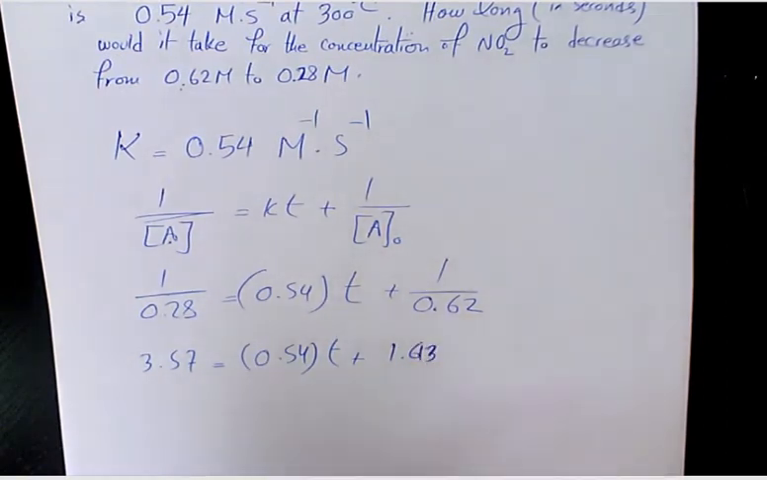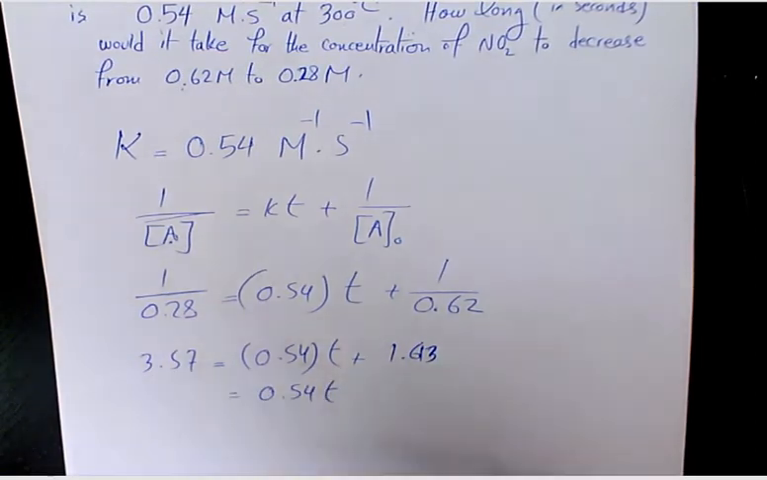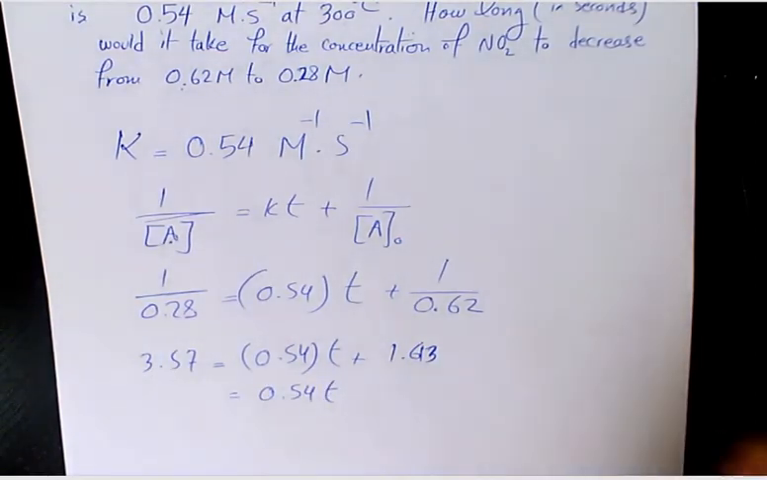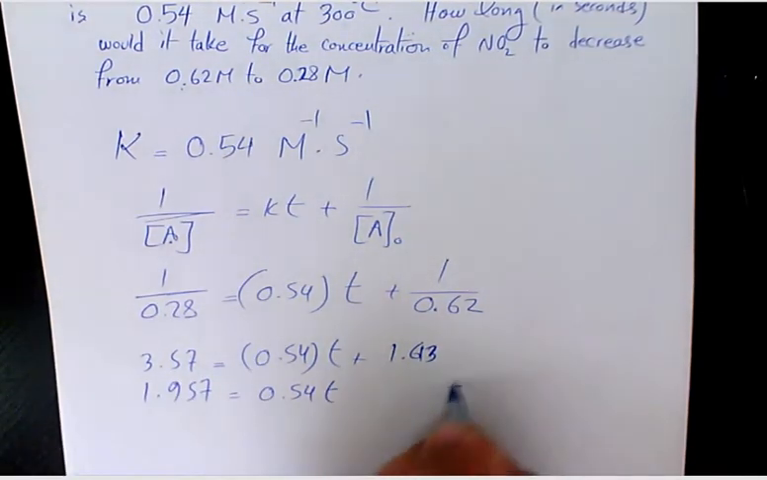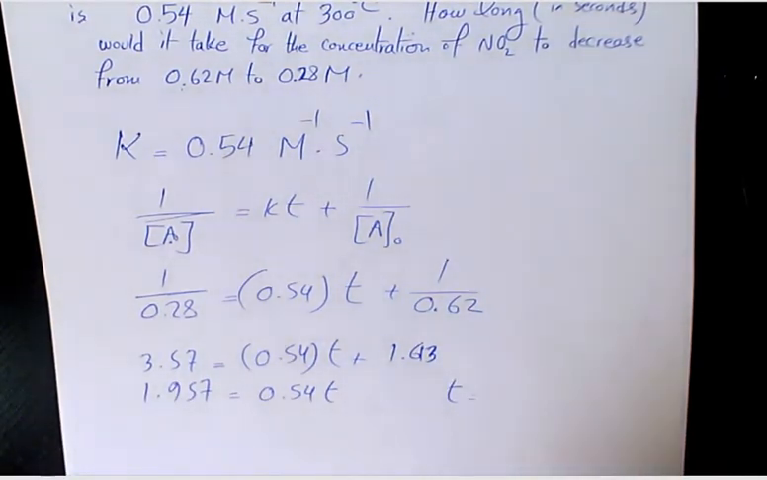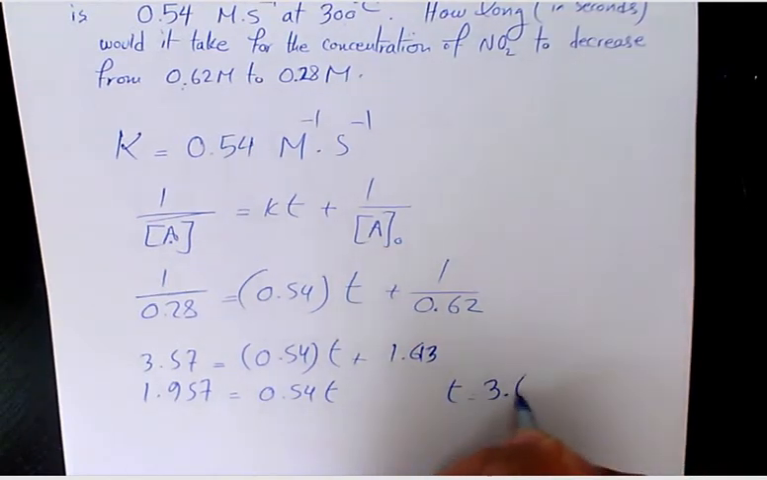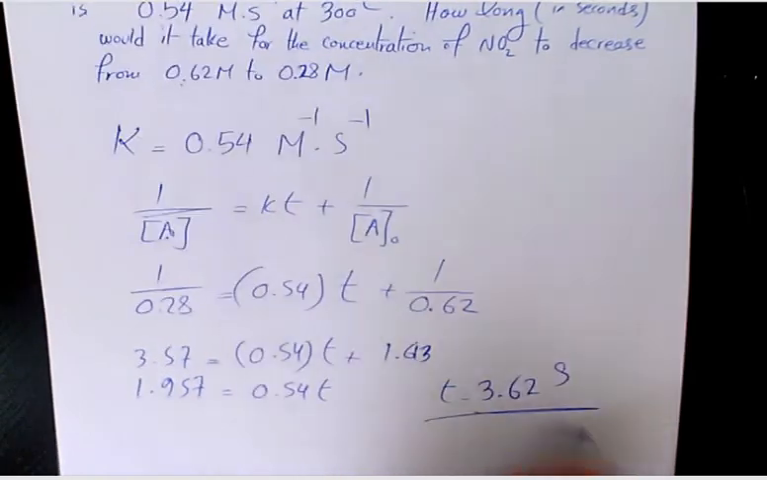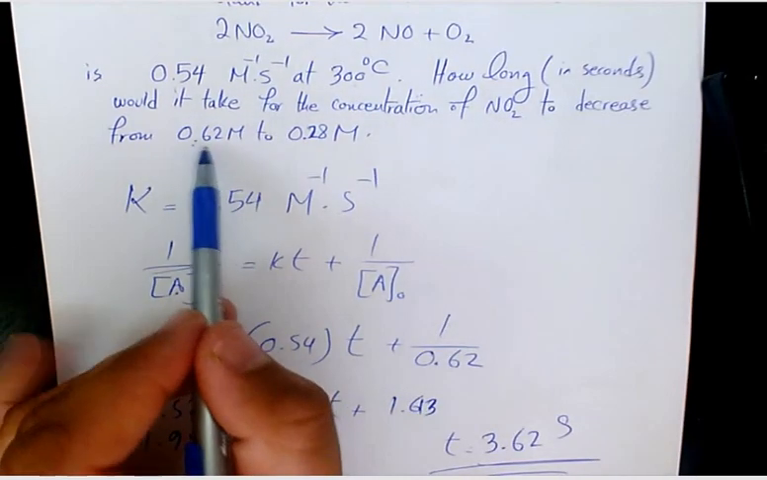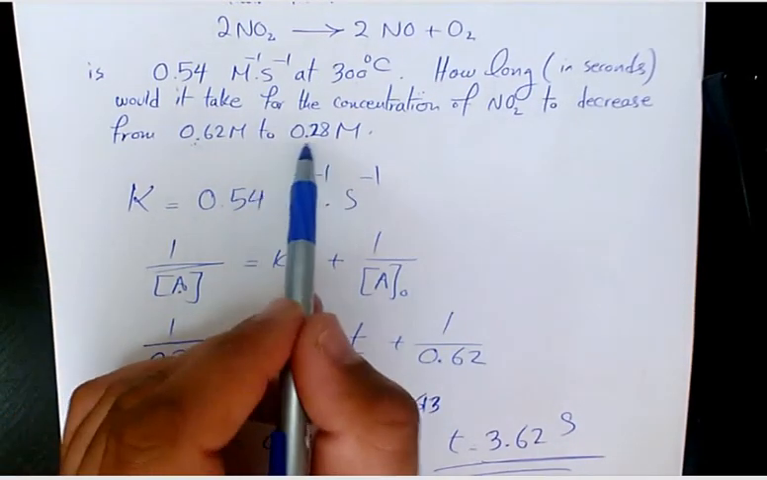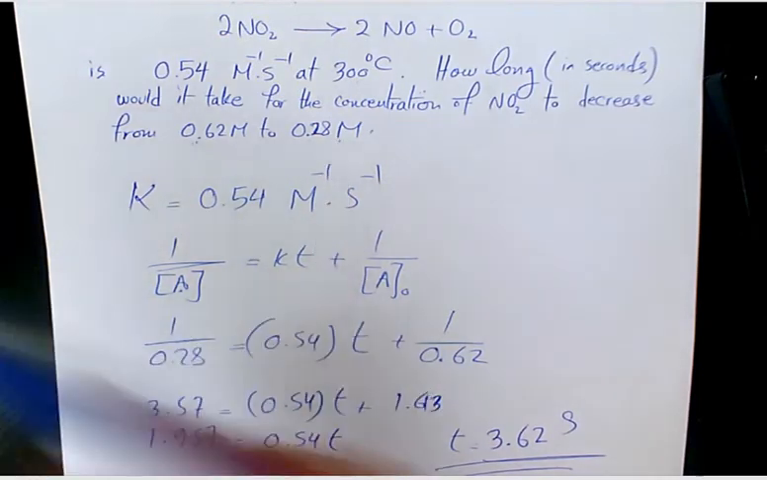1.613. So that's going to be 0.54 T equals 3.57 minus 1.613. It's going to be 1.957. So T is going to be 1.957 divided by 0.54. That's going to be 3.62 seconds. So in 3.62 seconds, the concentration is going to drop from 0.62 molar to 0.28 molar.